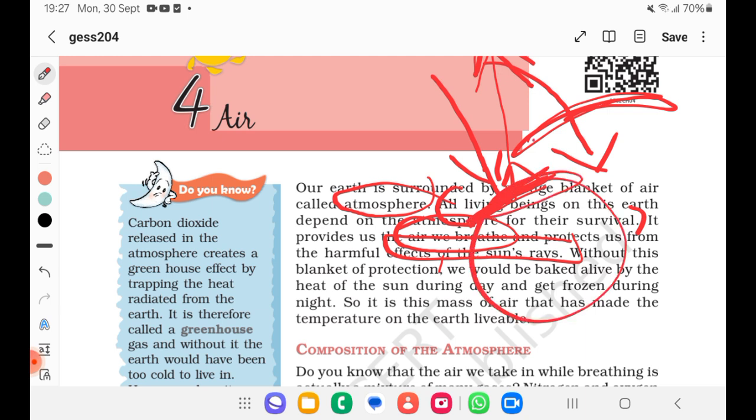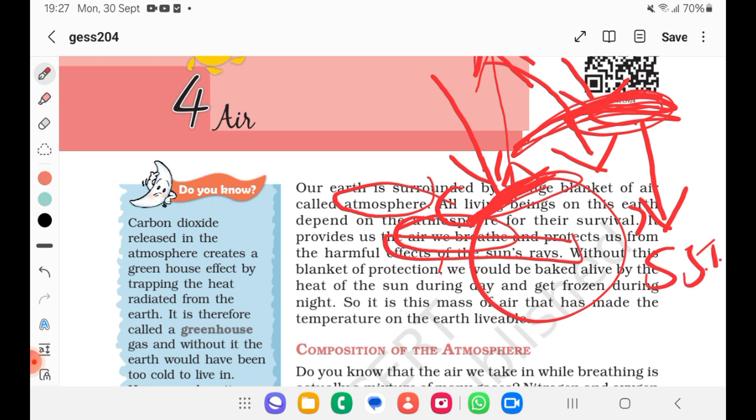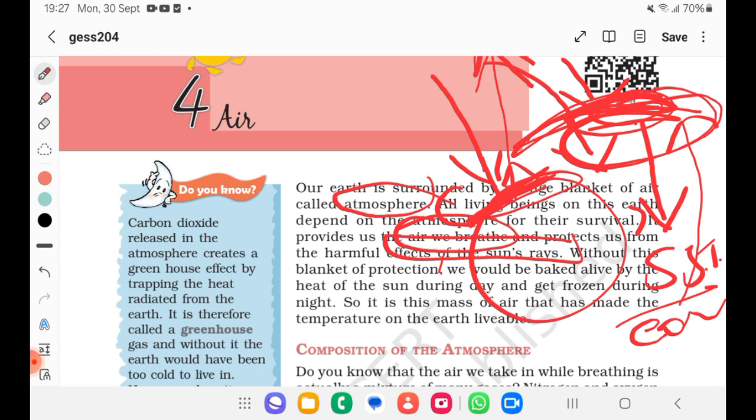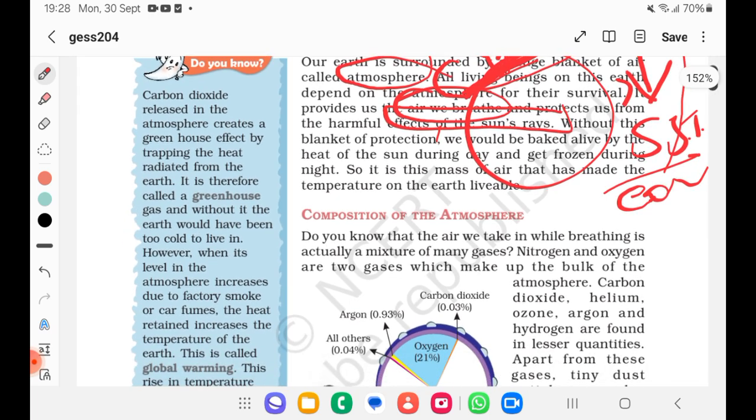Because of the blanket of air, when the sun's heat is entering, some of it is absorbed here, and the remaining heat, mostly 55%, will enter the earth's surface. When it is returning back also, some of the heat is retained in the atmosphere and the remaining will be re-radiated. So that's how it is maintaining the earth's temperature.